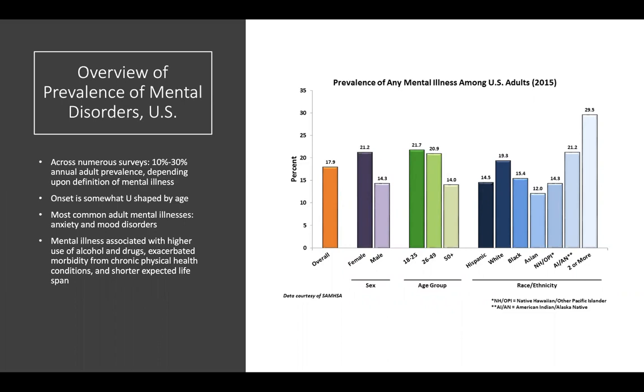The most common adult mental illnesses are anxiety and mood disorders. Mental illness is associated, obviously, with a higher use of alcohol and drugs. It's exacerbating morbidity from chronic physical health conditions, and it's linked to a shorter lifespan. I included a graph of prevalence of any mental illness among US adults in 2015 according to demographic characteristics.